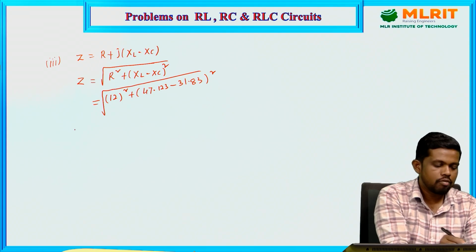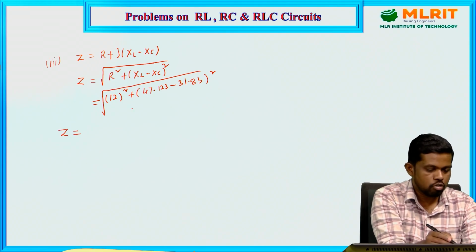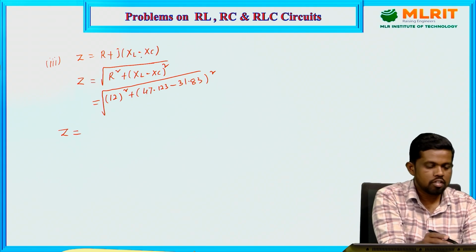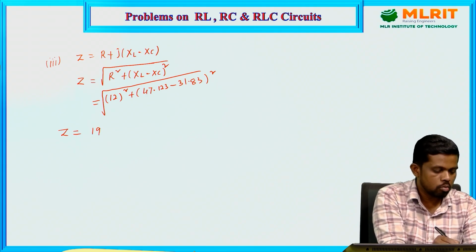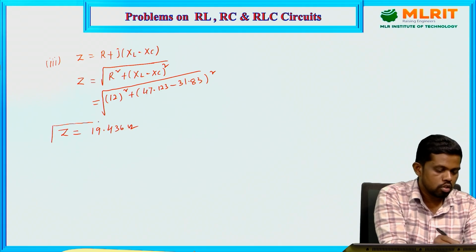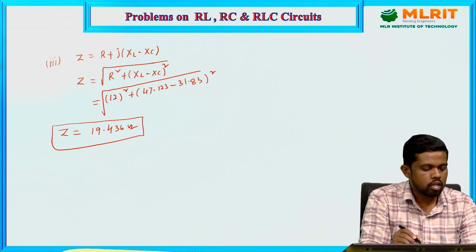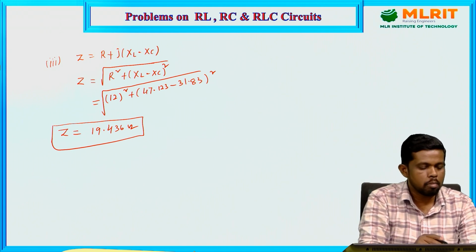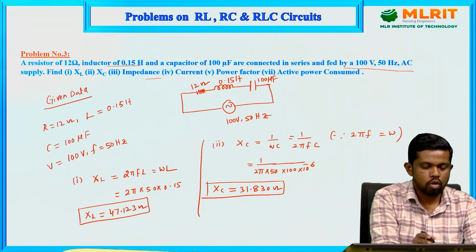After the simplification of the above term, we will get the impedance offered by the network as 19.436 ohms. This is the end of the third question, meaning the impedance offered by the RLC series network is 19.436 ohms. Next we need to go through question number 4, the current.